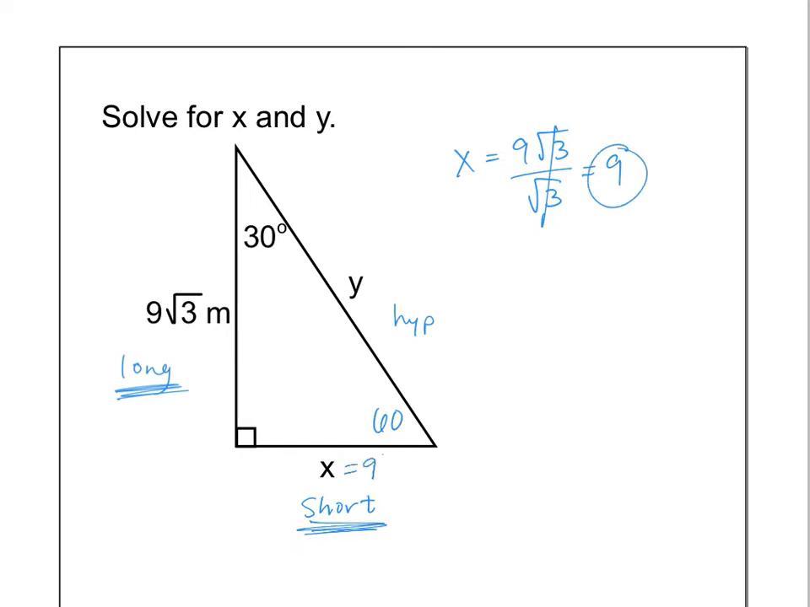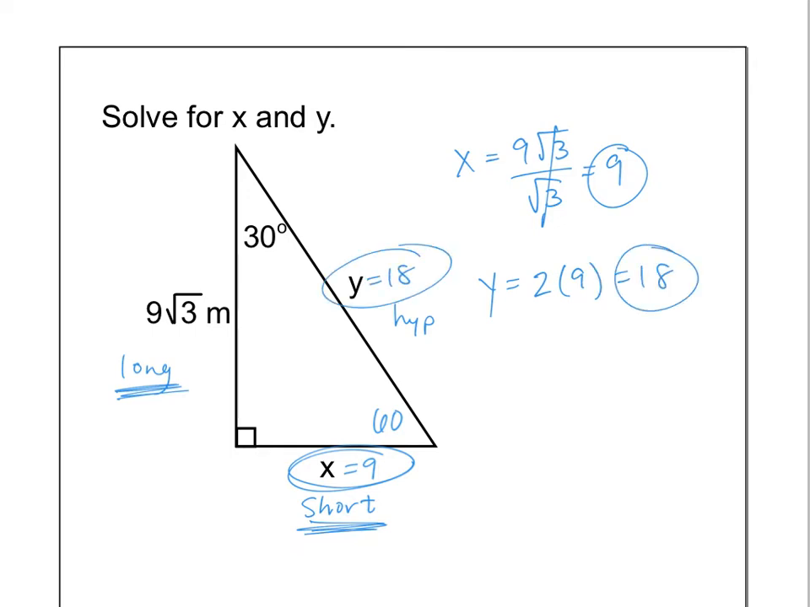So down here is 9. Once you know the short leg, the hypotenuse is twice as much. So to get y, we're going to take 2 times 9, which is 18. So y is 18.